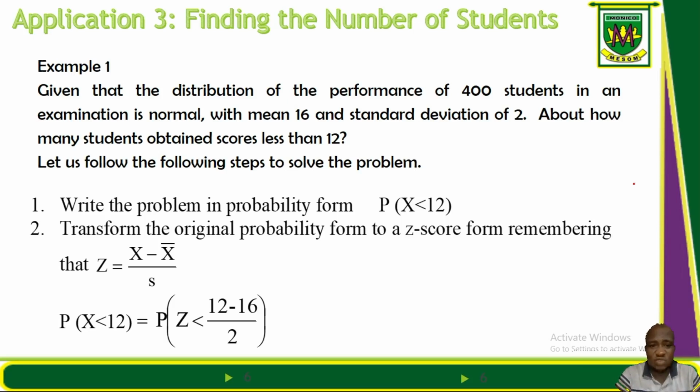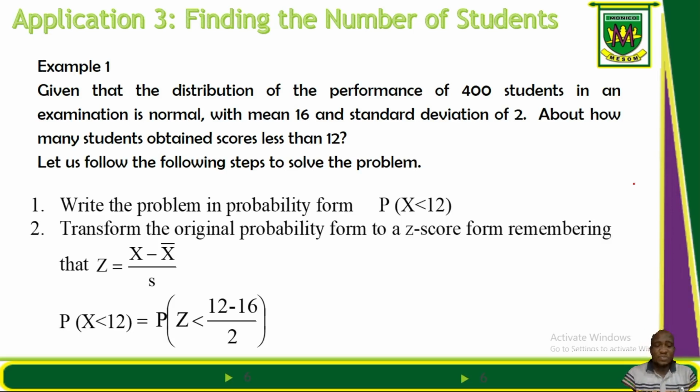Given that the distribution of the performance of 400 students in an examination is normal, with mean 16 and standard deviation of 2, about how many students obtain scores less than 12. So you can see the difference between this and the previous one is that this one is asking for the actual number of students who scored less than. So we are looking for the actual number of students, not the percentage.